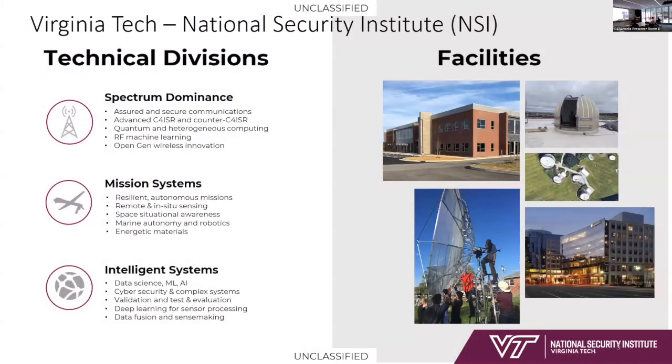Just a little bit of background on the National Security Institute. We have 3 divisions within our institute. One's the Spectrum Dominance Division. That's really where the electronic warfare and electrical engineers mostly sit. And we have the Mission Systems Group. That's where most of the platform folks sit. They more or less are the aerospace and oceanography type engineers, and they do other things like autonomous vehicles.